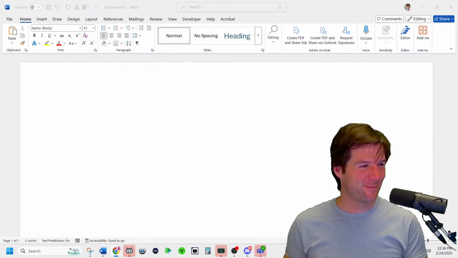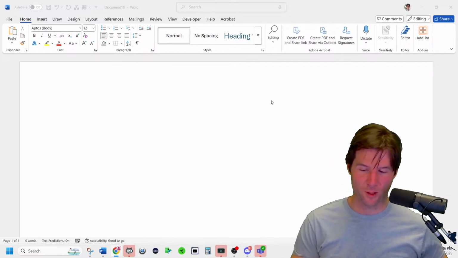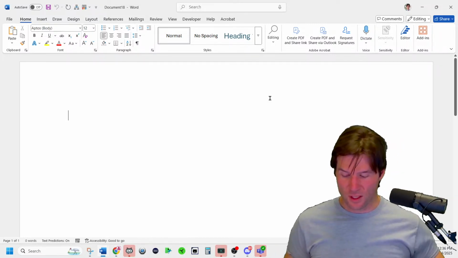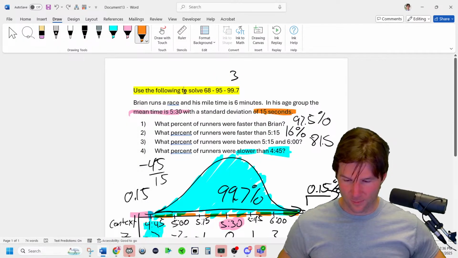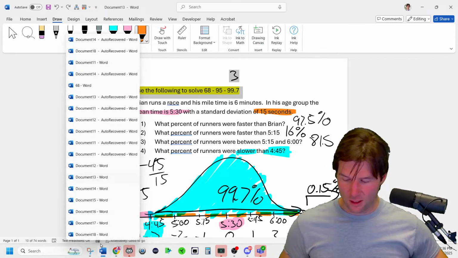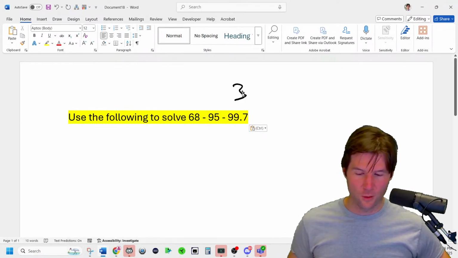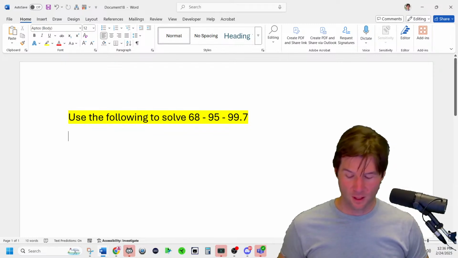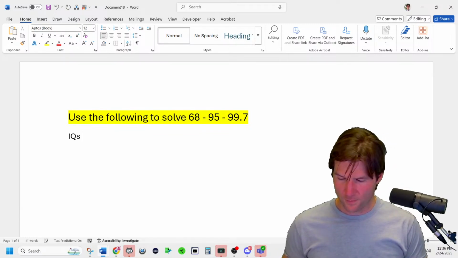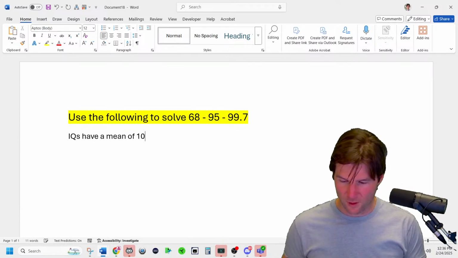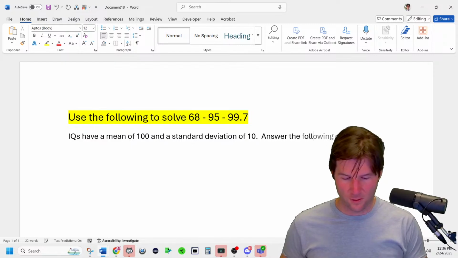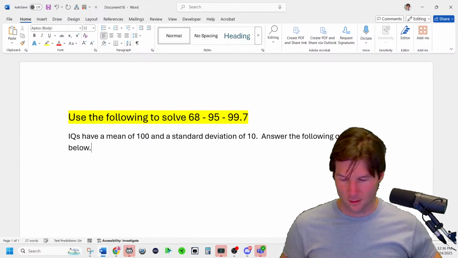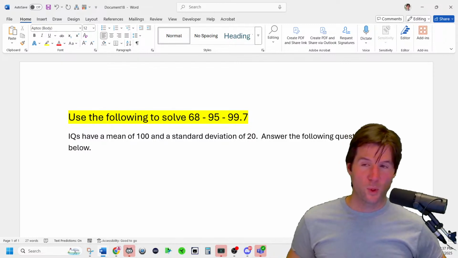Okay, empirical rule question part 2. If you see the following in a question, what do you know you should be doing? If you see the following in a question, you will be using the empirical rule. IQs have a mean of 100 and a standard deviation of 10. Answer the following questions below.